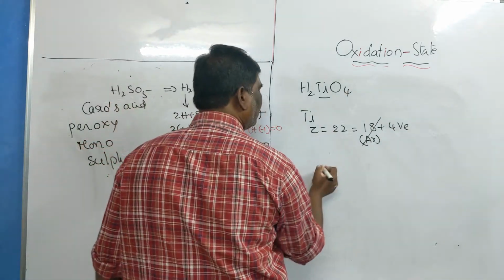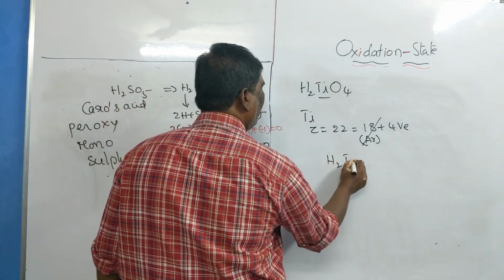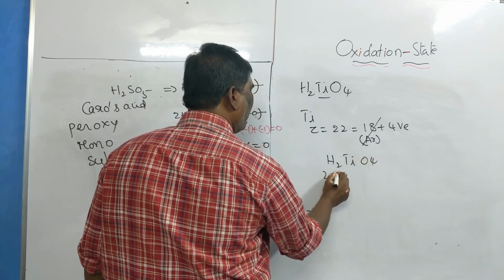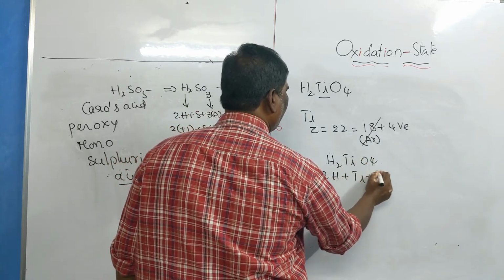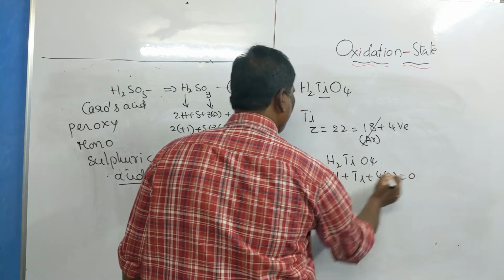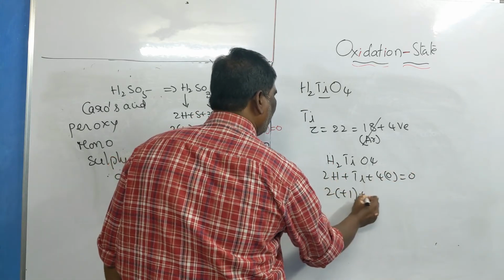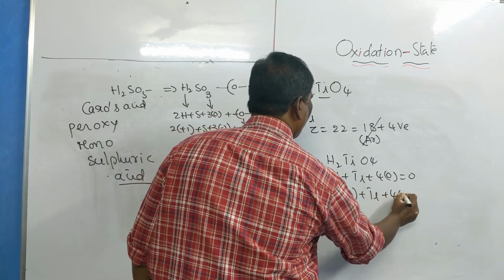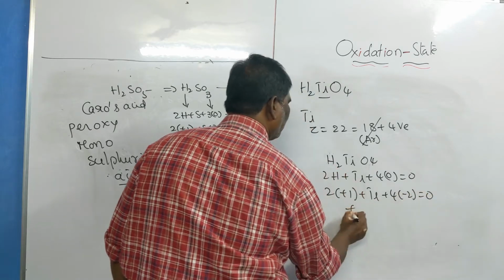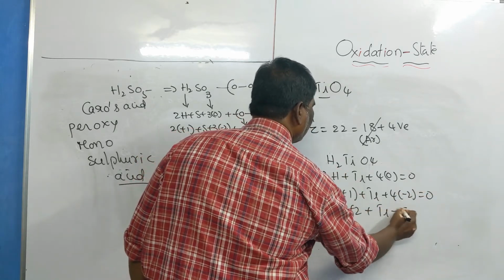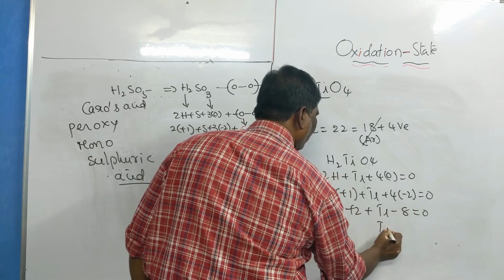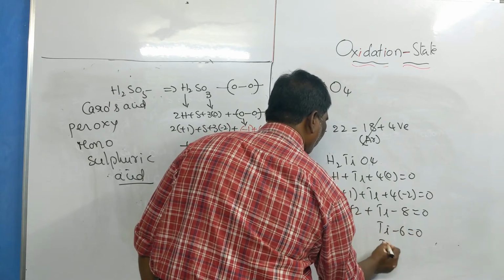Now we calculate the general one. H2TiO4: 2 hydrogens, 1 titanium, 4 oxygens equal to 0. 2 into plus 1, plus titanium, plus 4 into minus 2 equals 0. Plus 2 plus titanium minus 8 equals 0. For titanium we are getting a plus 6 oxidation state.